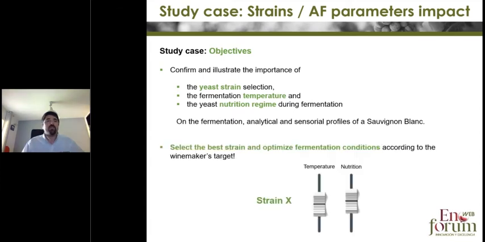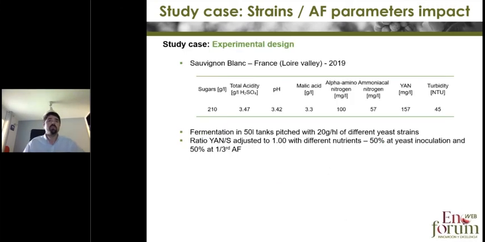Because the idea will be to select the best strain and optimize fermentation conditions according to the winemaker's target. So the idea is to focus on yeast strains and fermentation parameters and to see the impact on Sauvignon Blanc. For this, we took a Sauvignon Blanc from the Loire Valley that you have the characteristics of here. We fermented in 50 liter tanks to have the possibility to make a tasting at the end, and we adjusted the ratio YAN on sugar to 1 with different nutrients. These nutrients were added half at yeast inoculation and half at one third of the fermentation.